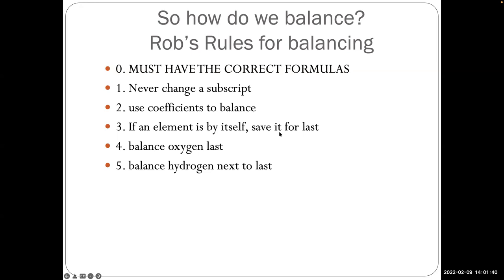If an element's by itself, just make your life easy, save it for last. Typically, we balance oxygen towards the end and hydrogen next to last. And that's because oxygen is typically found in a lot of compounds.